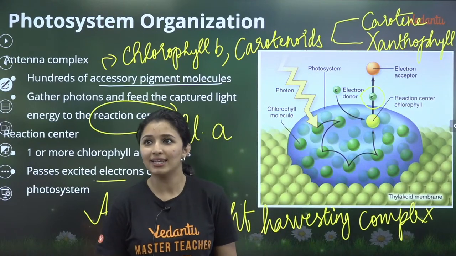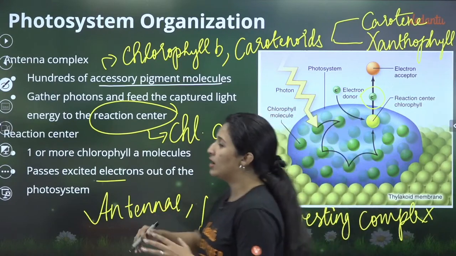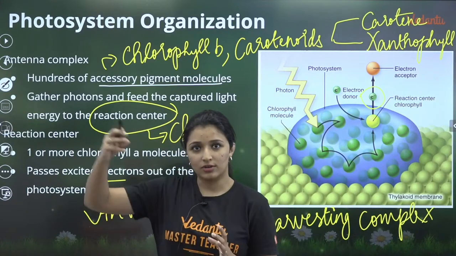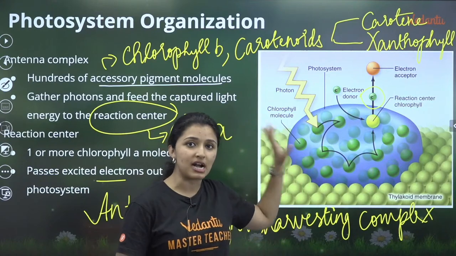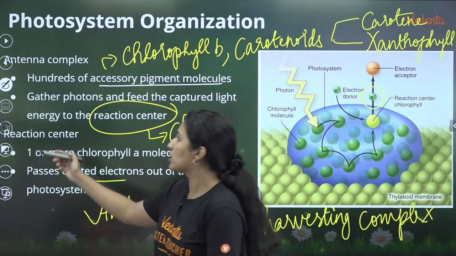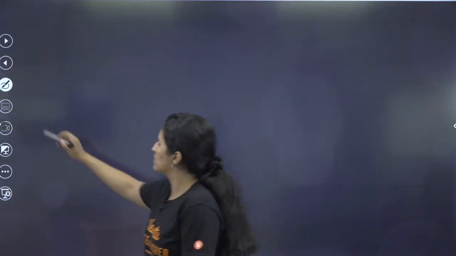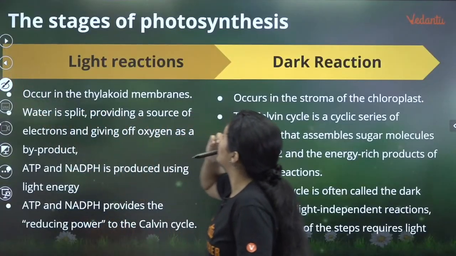Okay, anyways, so it gets excited. Now, the journey of the electron from this excited state, from the starting of the photosystem to the end, that journey is your non-cyclic photophosphorylation, which we will learn.